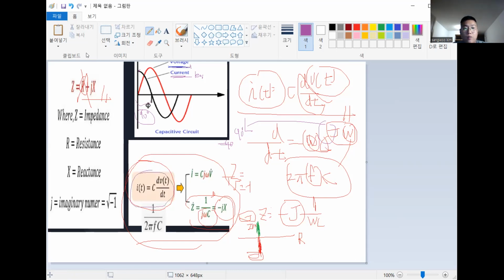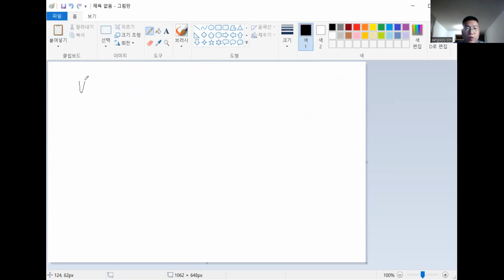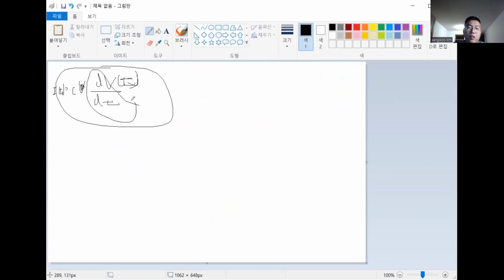And as you can see from our formula, we can recognize it. I will delete this first. I = C dV/dt. If we differentiate, what happens? I said this is jω, right? So it also makes the front part 90 degrees faster, making it lead. So I is leading and voltage is lagging.